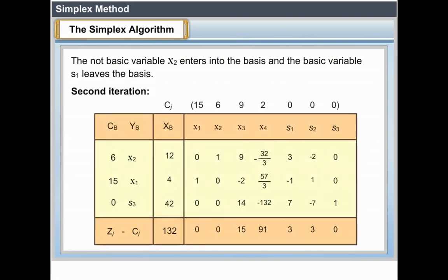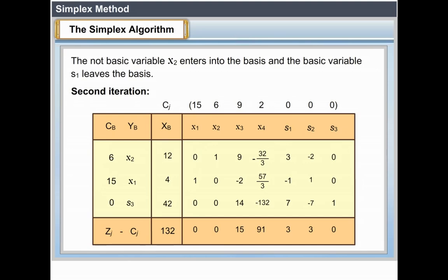Second iteration CB, YB, XB, X1, X2, X3, X4, S1, S2, S3. We have to fill all the values row by row. First row 6 for CB, X2 for YB, 12 for XB, 0 for X1, 1 for X2, 9 for X3, minus 32 for X4, 3 for S1, minus 2 for S2, 0 for S3.